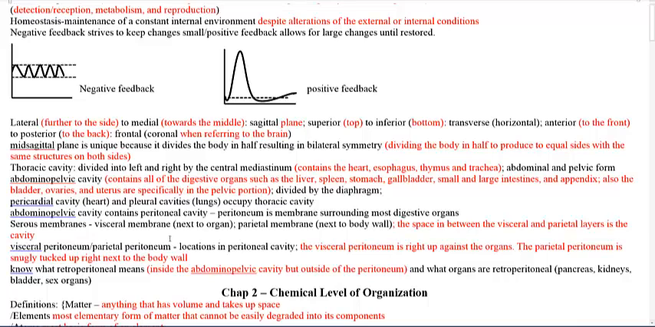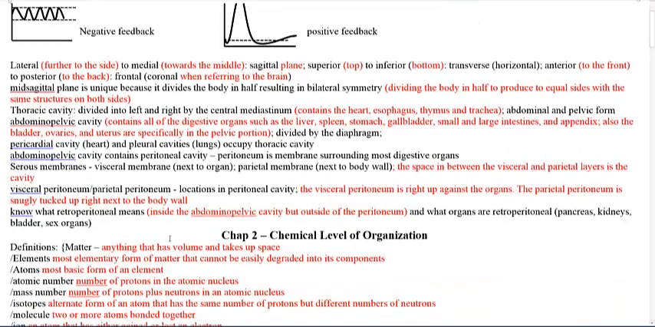So for example, for the peritoneum, you would have the visceral peritoneum that lies right next to the organs, the digestive organs of the abdominal pelvic cavity, and the parietal peritoneum lies next to the body wall. You should know what retroperitoneal means, that it's inside the abdominal pelvic cavity but outside of the peritoneum, and you should know what organs are considered retroperitoneal.